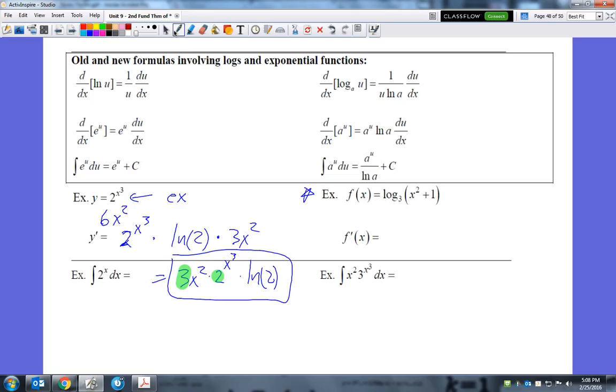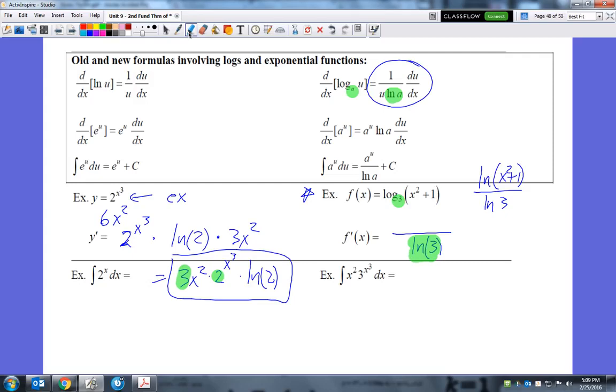Alright, so I have log base 3 of x squared plus 1. If you don't have this rule memorized, you can always break it up as the natural log of x squared plus 1 over the natural log of 3. So that I know in my answer, I'm going to have the natural log of 3 in the denominator. That's what you see right here, for the base, natural log of 3.